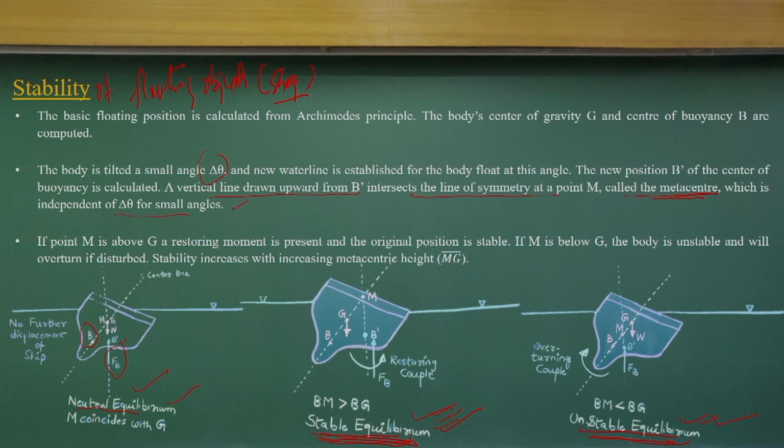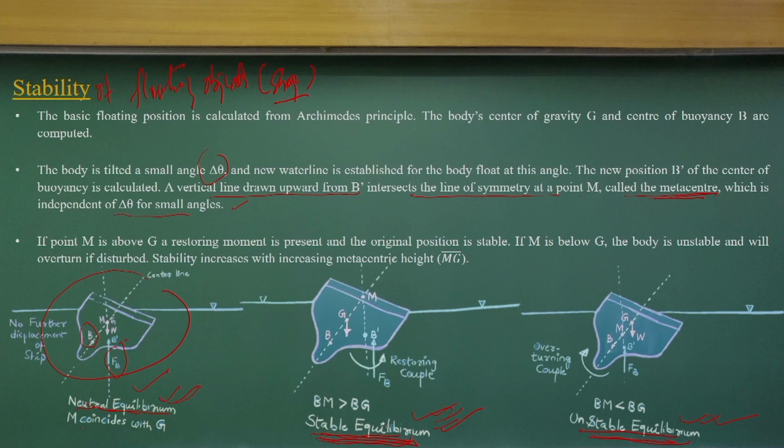So if M coincides with G, which is a very rare condition, where the metacenter and the center of gravity are the same point, then we call it natural equilibrium. That means if you tilt it, it will remain in that shape. That is the natural equilibrium condition.